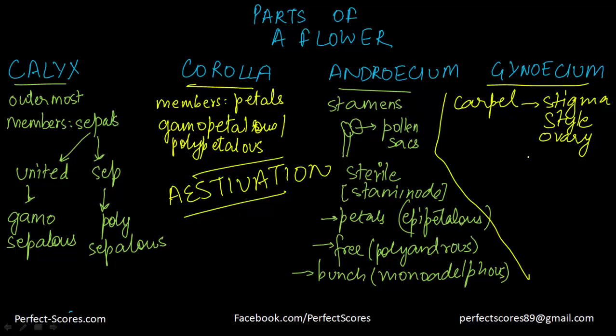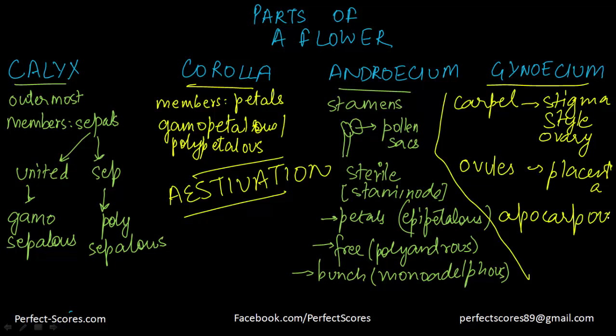Now each ovary has one or more ovules that are attached to a cushion-like structure known as the placenta. Now, when more than one carpel is present in a flower, they may be free from each other. For example, in the lotus and the rose, they are called apocarpous. When they are fused, they are called syncarpous. Once the fertilization takes place, the ovules develop into seeds, and the ovary develops into the fruit.